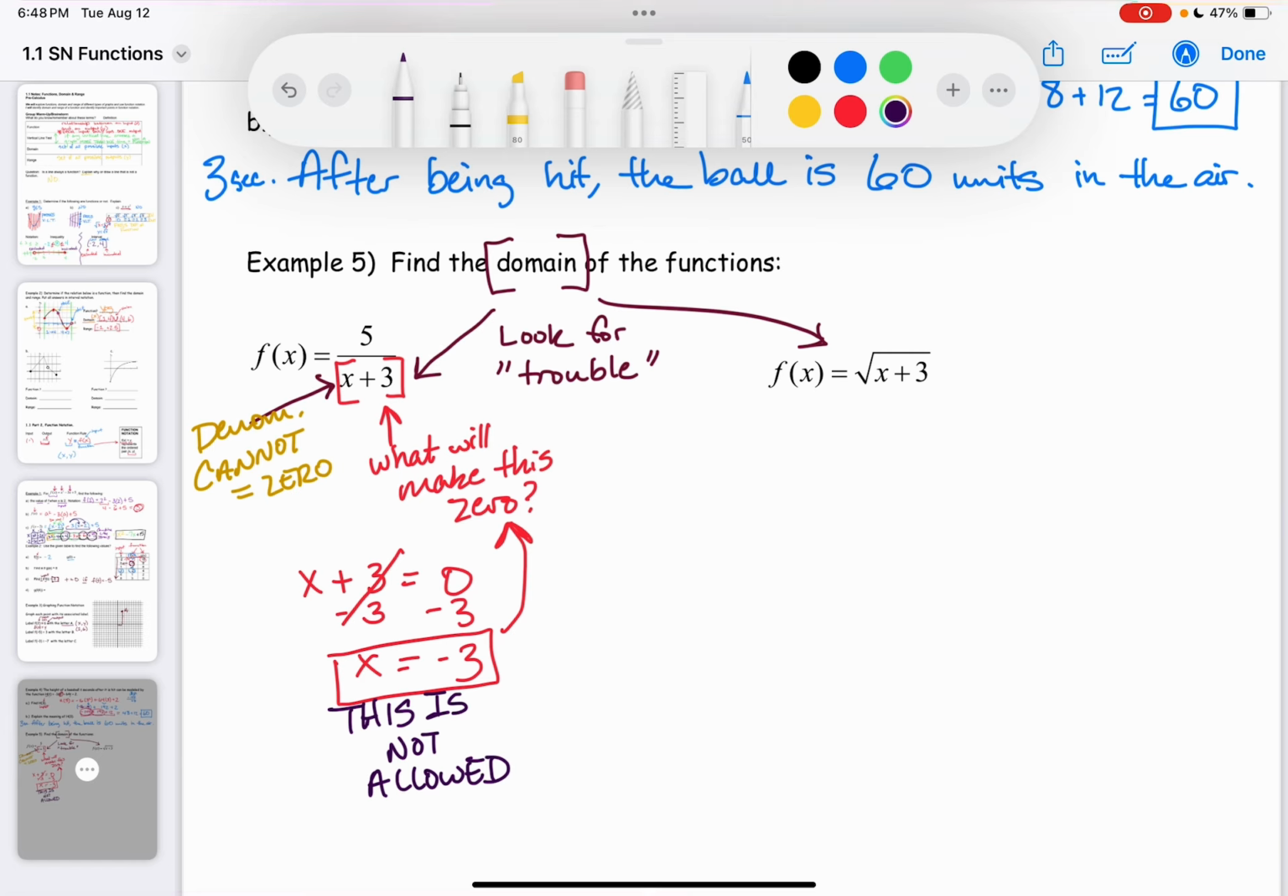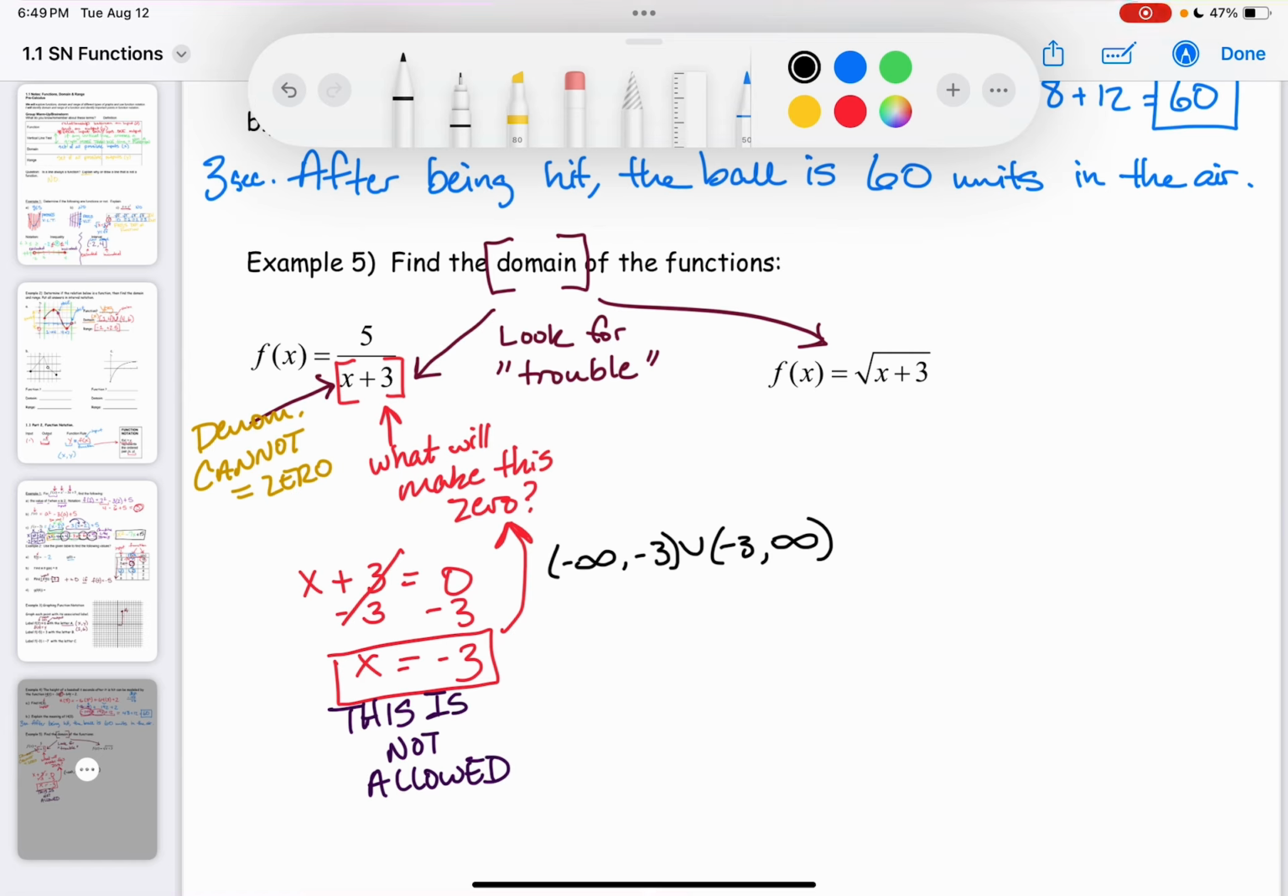And we would write it like negative infinity all the way up to negative 3, but not including negative 3 because it's not allowed. And then from negative 3 all the way to infinity. All those are good, but you know what's not good? Negative 3. Cannot be negative 3.